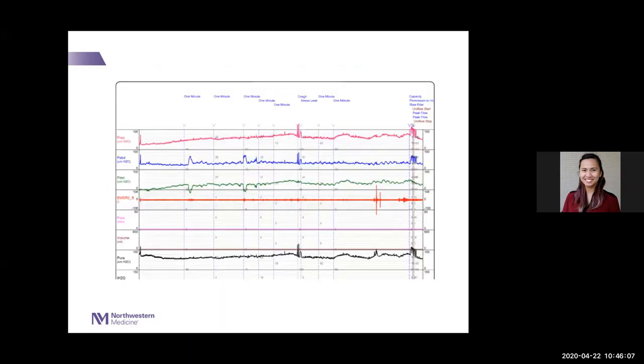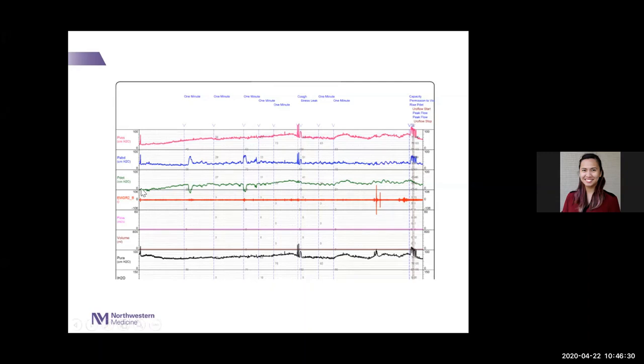All right, so here's our urodynamics. Let's just orient what we're doing. The top line is the vesical pressure. The second line is the abdominal pressure. The third line is the detrusor pressure, so what's happening in the bladder. The fourth line is our EMG. The fifth line is the flow. And then the urethral pressure is down here. We did have a catheter with the urethral pressure in it.